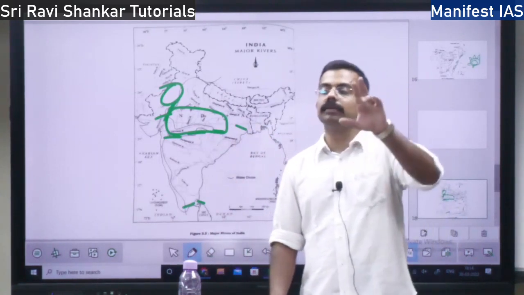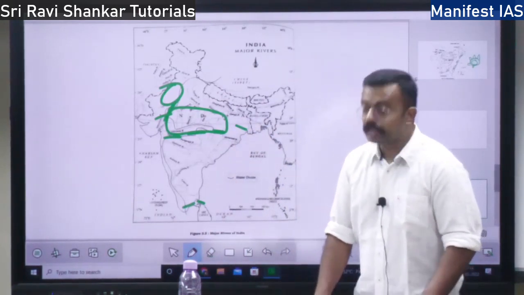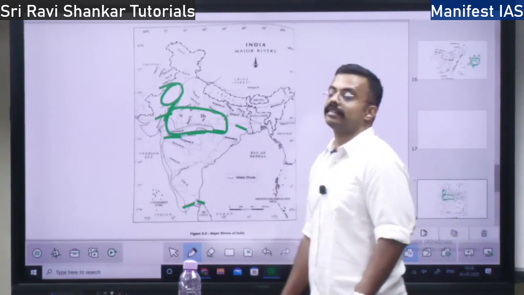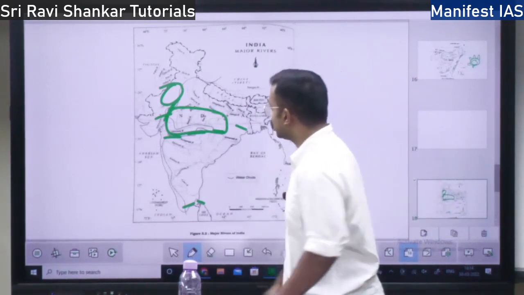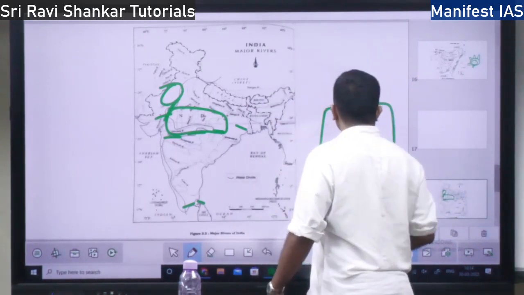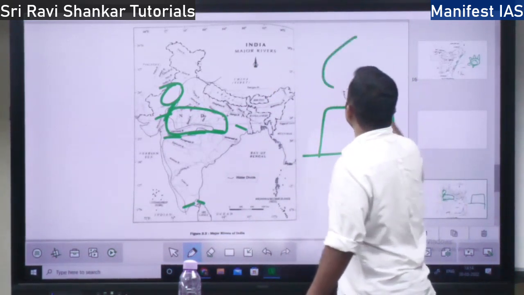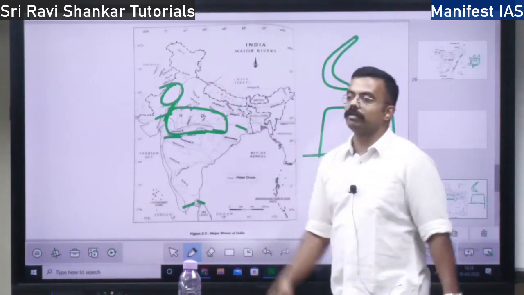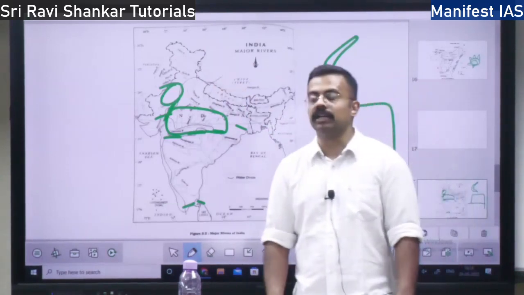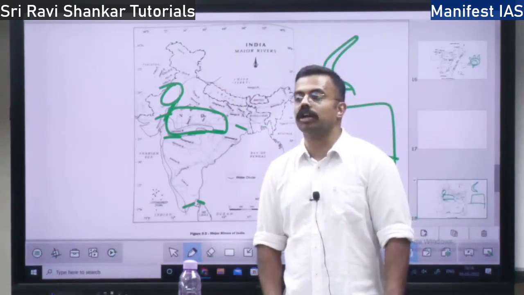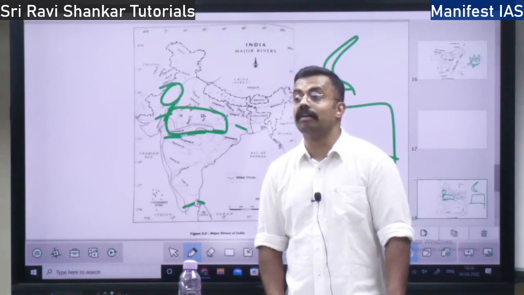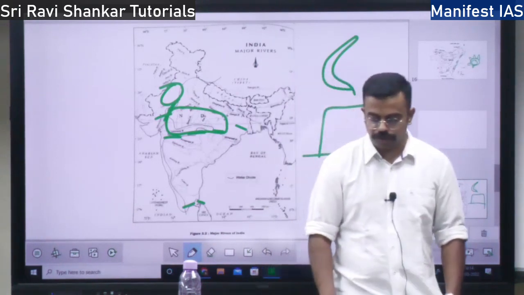So in the Jaisalmer region, what will you find? Sand ridges and dunes, crescent shaped dunes. Sand ridges, as I have told, are formed when the sand has deposited in the form of a ridge. Sand ridges and crescent shaped dunes are found in the Jaisalmer region. So these crescent shaped dunes are called what? Barchans. I have discussed this in world physical geography.